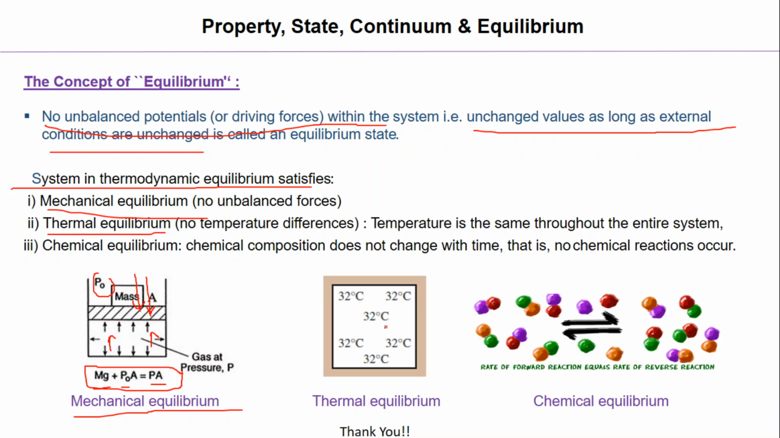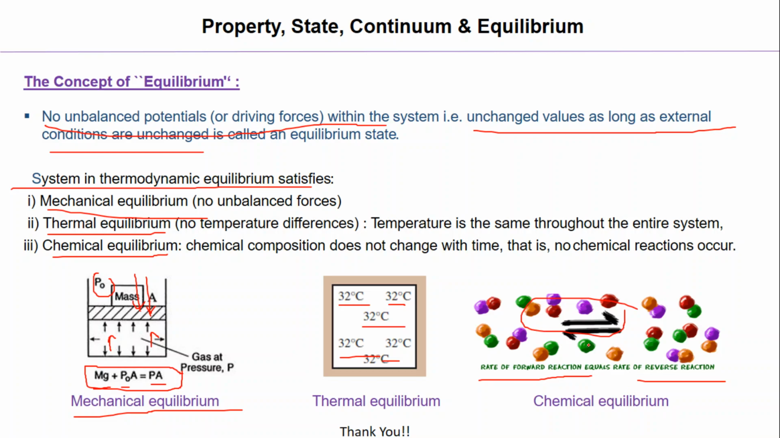Now the thermal equilibrium. Thermal equilibrium means, like we discussed, there are no local hot spots or cold spots which cause a thermal or temperature mismatch. Like here it is 32 degrees everywhere, and ideally it is in thermal equilibrium. Similarly, it should be in chemical equilibrium also. Chemical equilibrium means the rate of forward reaction is equal to the rate of reverse reaction, and this is the sign of chemical equilibrium.